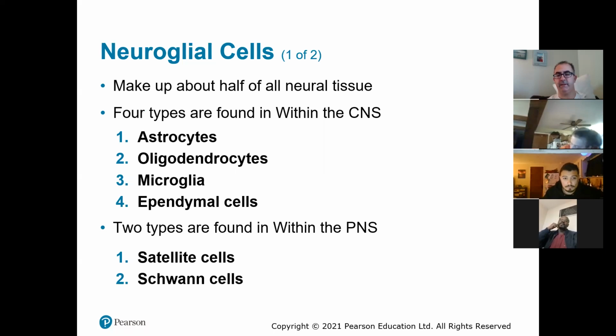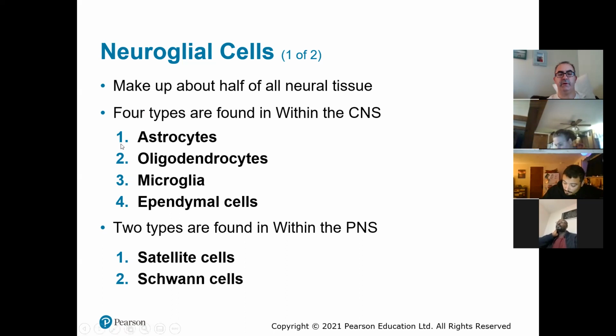Oligodendrocytes and Schwann cells are very much analogous. They're almost the same thing. They create a layer around the axon called myelin, and that helps the signal get down the length of the axon quicker. It insulates it. They just have different names because one's in the central nervous system, one's in the peripheral.